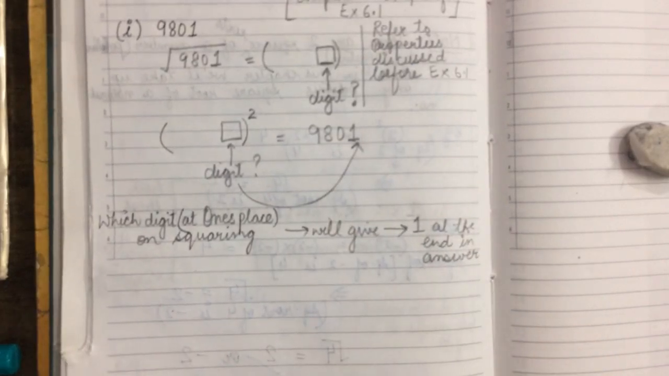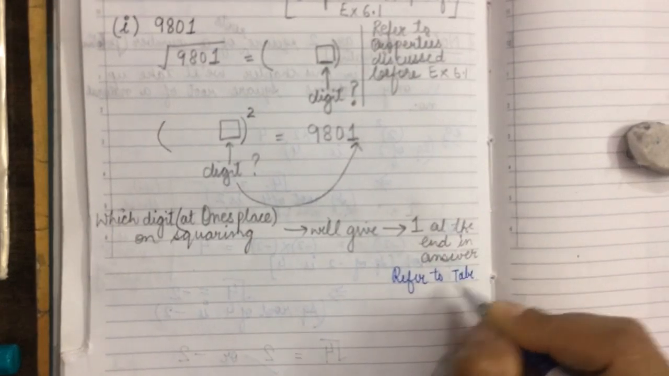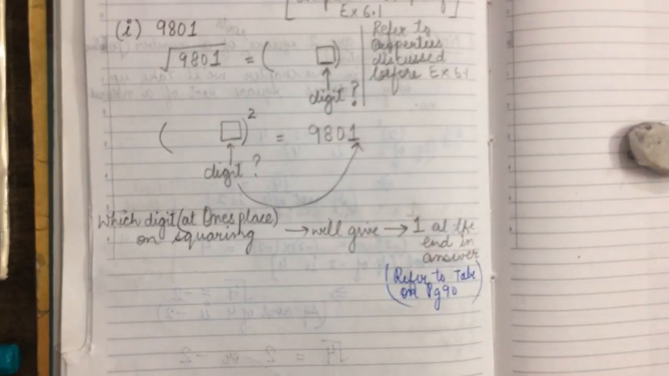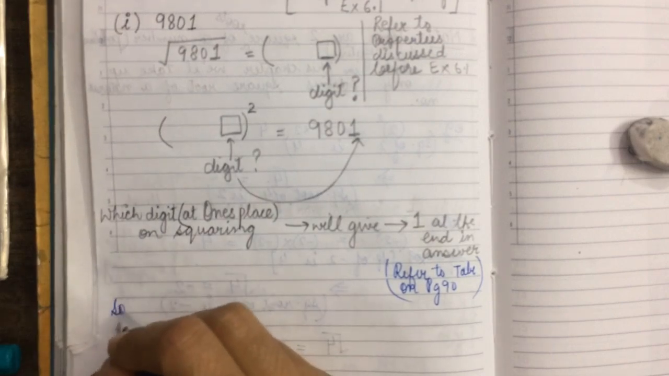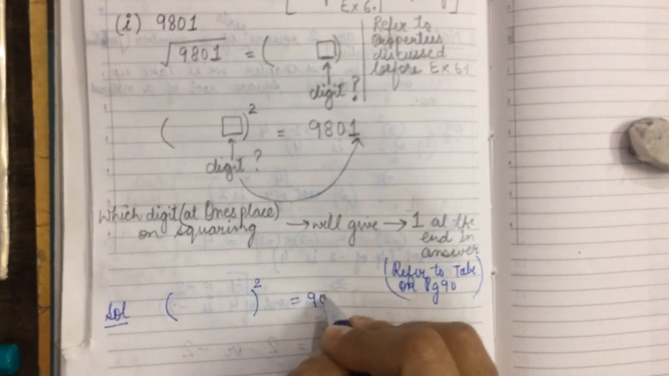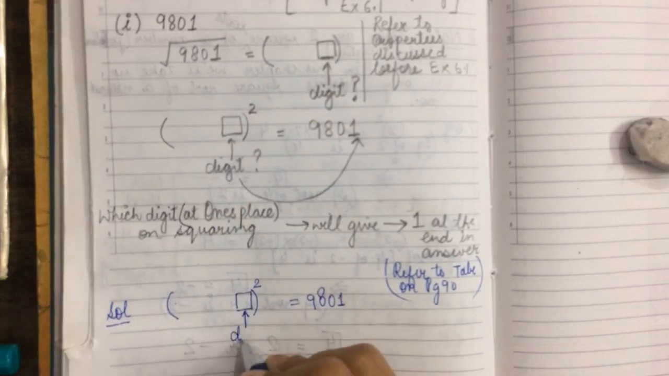So for this you could go back to the table on page number 90, where you have been given a relation between the digit at ones place of a number and the digit at ones place in the square of that number. So refer to the table on page 90. And you don't need to write all this in the exam. I will show you how to write your answer. To write down your answer, this is what you will do. There is a number, we don't have the number, which on squaring gives me 9801. So I want to know what is the digit present here.